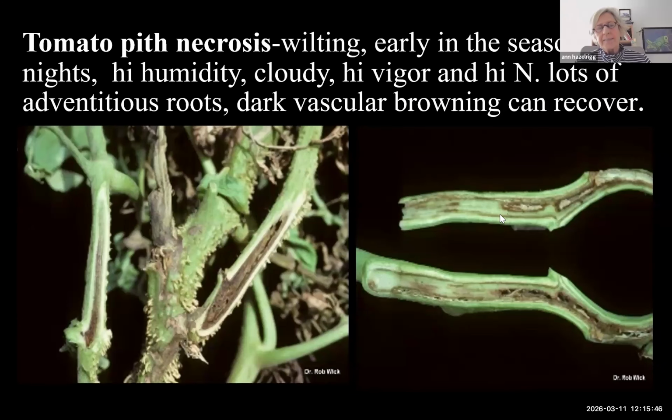The other thing we see early in the season is tomato pith necrosis, and it's caused by a bacteria. You'll see wilting. It occurs when the nights are really cool, there's high humidity, it's cloudy, but there's high vigor in the tomatoes, high nitrogen. One of the first symptoms you see is a lot of adventitious roots. And then if you cut open the stems, you'll see that black, dark brown vascular browning. With time, this can recover. It doesn't always kill the plant. But this is typically an early season disease, when things are growing, when there's a lot of nitrogen, but cool, cloudy weather.